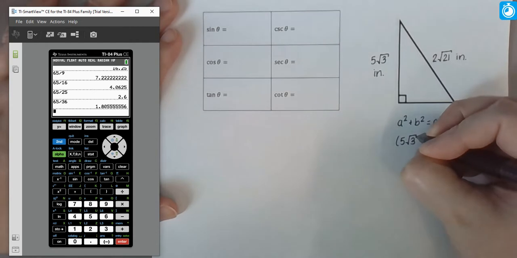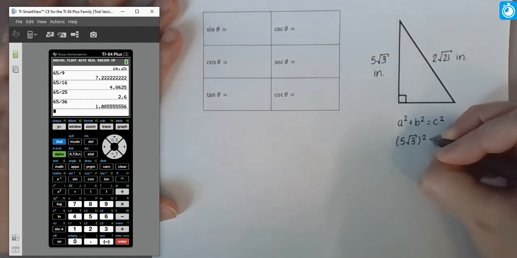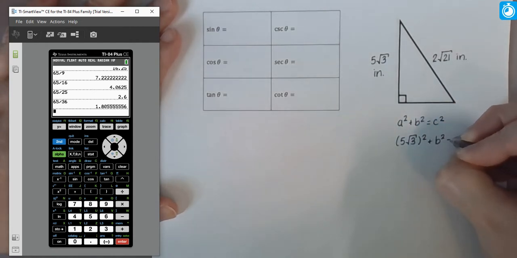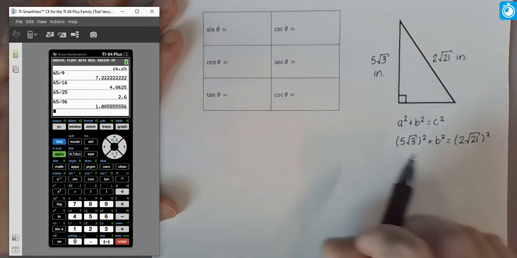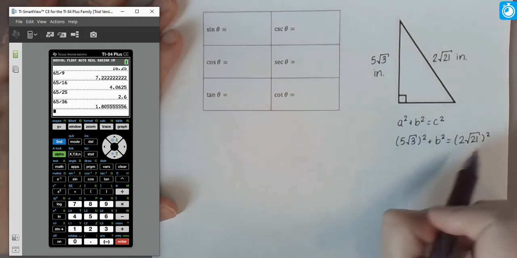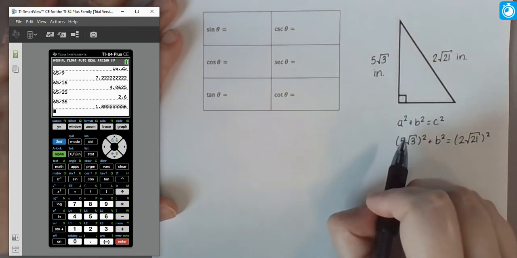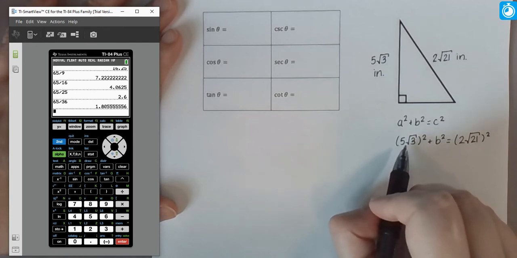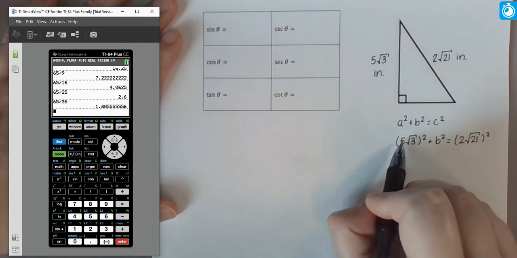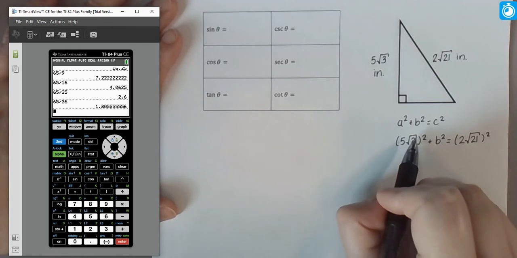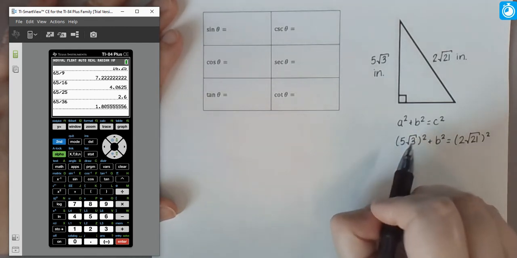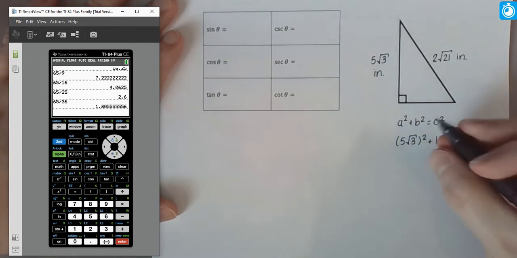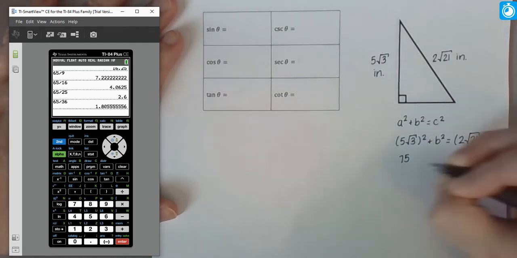So 5 root 3 inches squared plus b squared is equal to the hypotenuse length squared. So 2 root 21, and again, it's squared. Now, be careful as you simplify each of these exponents. We have to square both the rational and the irrational part. So we're going to square the 5, which gives us 25. And then if we square the square root of 3, that's going to eliminate the radical and leave us with a 3. So 25 times 3 is going to give us 75.